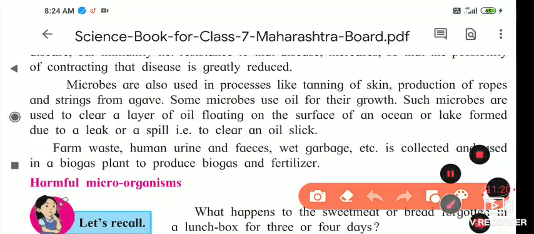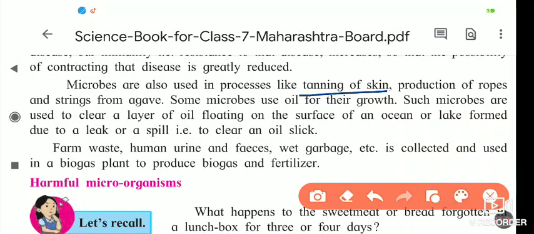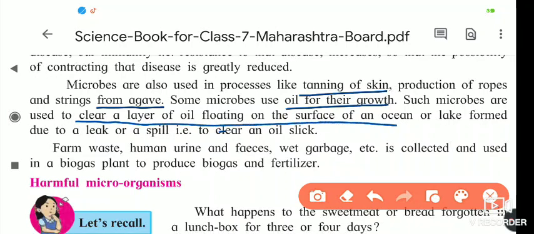Skin tanning: when we go into the sunlight, our skin becomes dark, and this is called tanning of skin. Production of rope and string from the agave. This is one kind of tree, and from it we prepare ropes. For that also microbes are used. Some microbes use oil for their growth. Such microbes are used to clear the layer of oil floating on the surface of the ocean.